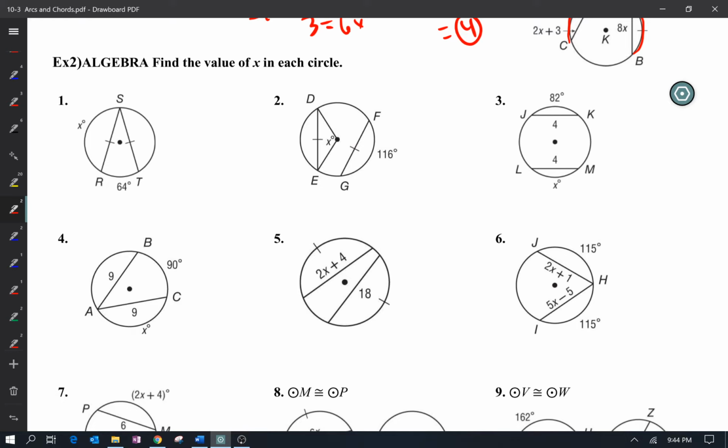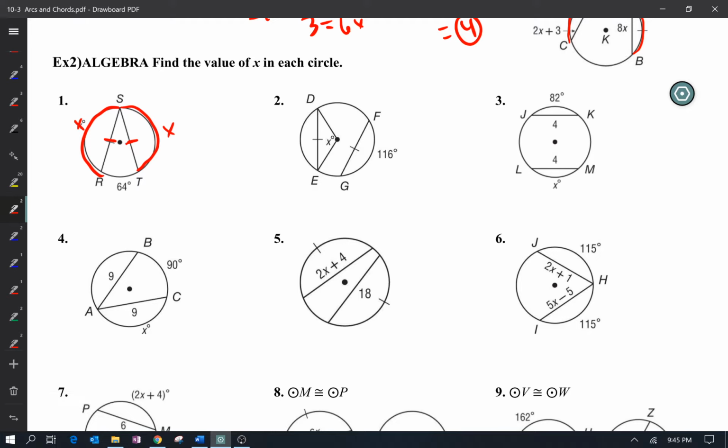All right, here we go. This one's a little bit trickier. What are we saying? We're saying these chords are equal, so these angles must be equal. These arcs must be equal. So these arcs must be equal. So if this arc is x, then this arc is x.